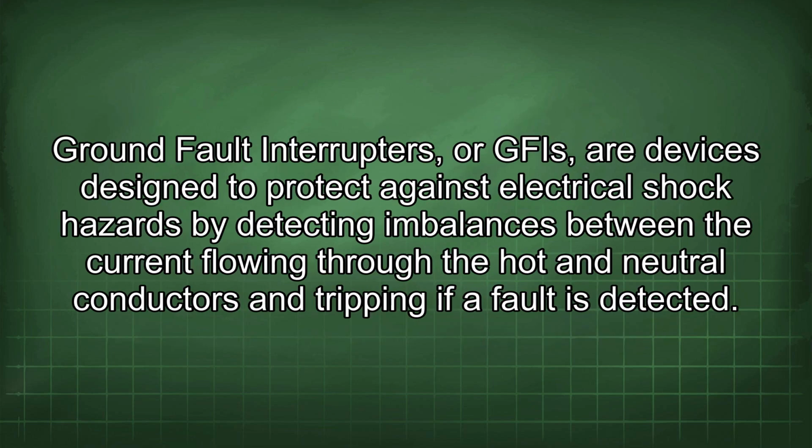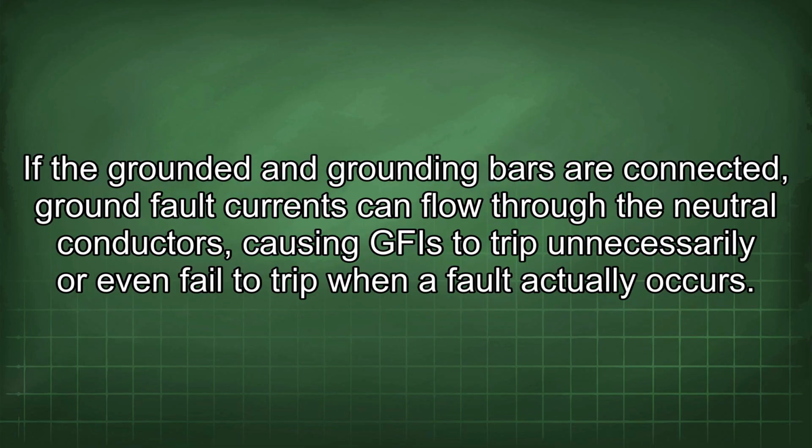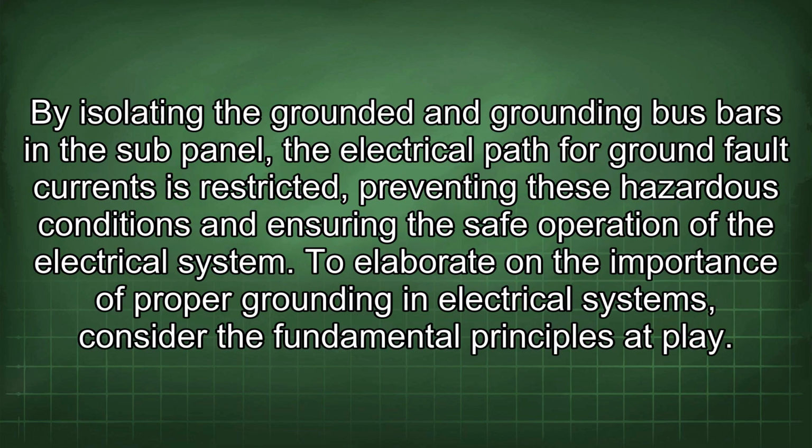Ground fault interrupters, or GFIs, are devices designed to protect against electrical shock hazards by detecting imbalances between the current flowing through the hot and neutral conductors and tripping if a fault is detected. If the grounded and grounding bars are connected, ground fault currents can flow through the neutral conductors, causing the GFI to trip unnecessarily or even fail to trip when a fault actually occurs. By isolating the grounded and grounding bus bars in the subpanel, the electrical path for ground fault currents is restricted, preventing these hazardous conditions and ensuring the safe operation of the electrical system.